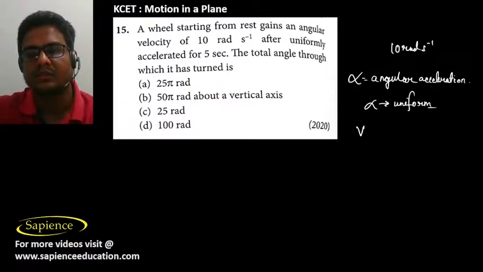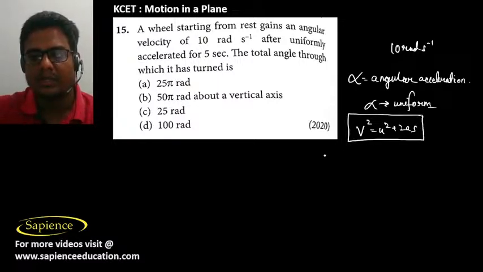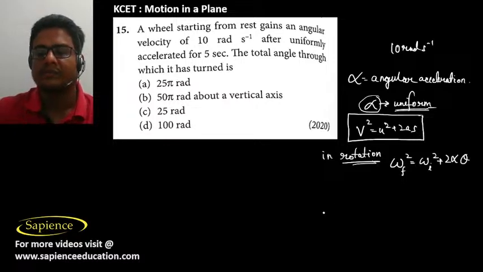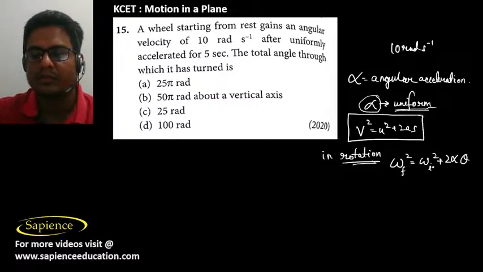So I can use the equation v square equal to u square plus 2as. In the case of linear acceleration, we write v square equal to u square plus 2as. But in rotation, when the angular acceleration is constant or uniform, we can write omega final square equal to omega initial square plus 2 alpha theta, where omega final is the final angular velocity, omega initial is the initial angular velocity, alpha is the constant angular acceleration, and theta is the amount of angle rotated.